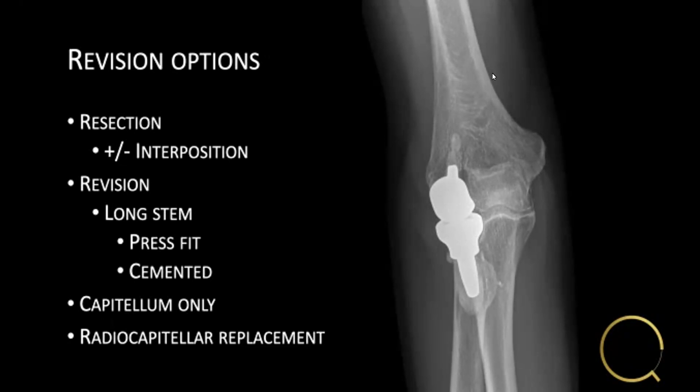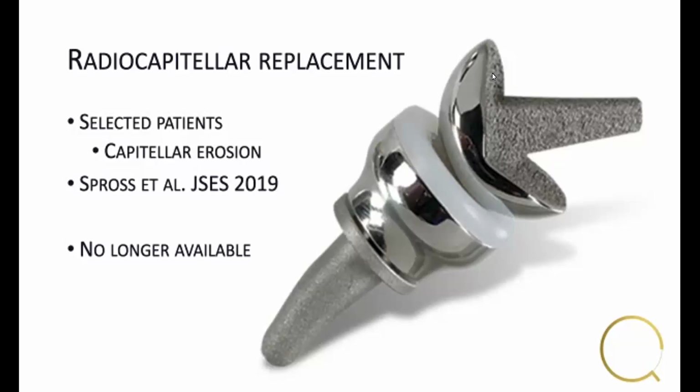You can also revise the capitellum only if the problem is degenerative wear of the capitellum and not so much loosening of the prosthesis, for example. Or you can use a radiocapitellar replacement. We'll talk very shortly about this because the one that we used to use, unfortunately, is no longer available. We used it in selected patients, obviously when there is capitellar erosion.